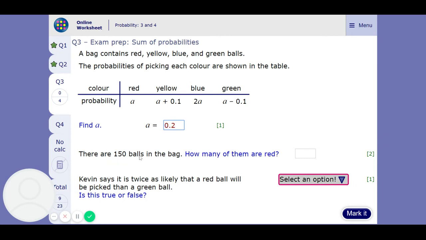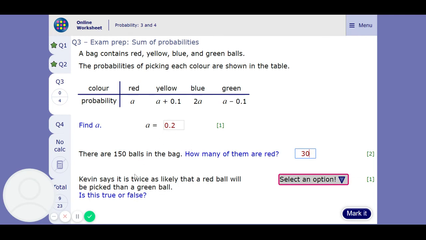There are 150 balls in the bag. How many of them are red? Okay, so if there's 150 of them in the bag and 0.2 of them are red, then 0.2 of 150 is 30. So 30 we would expect to be red. Kevin says it is at least twice as likely that a red ball will be picked than a green ball. Is this true or false?